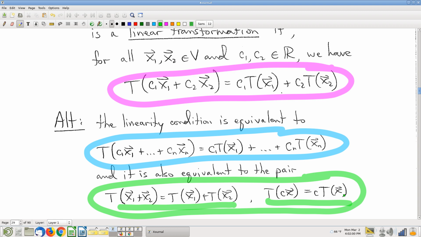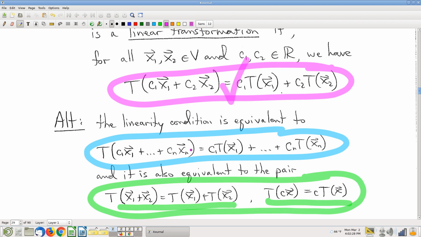Which one should you use to prove things with? It's kind of up to you, but I'll tell you, my experience is that it tends to be easiest to prove with this one. But it is, on the other hand, very nice, once you know that you have a linear transformation, to be able to cite the blue one. And sometimes it's very nice to be able to cite the green ones. So anyway, there's that.